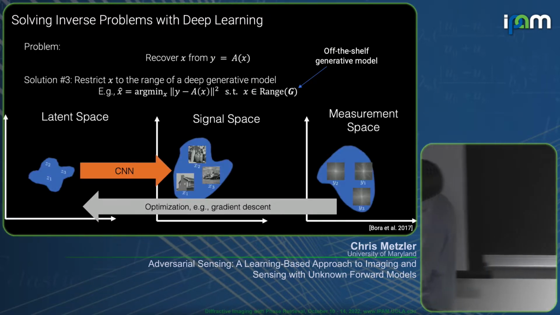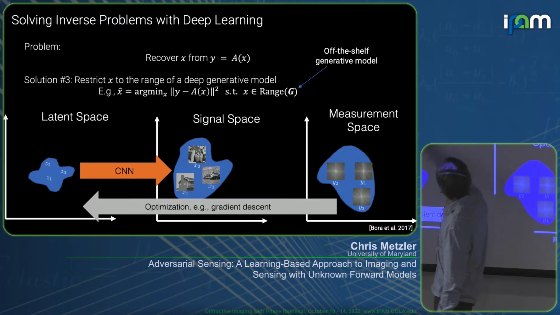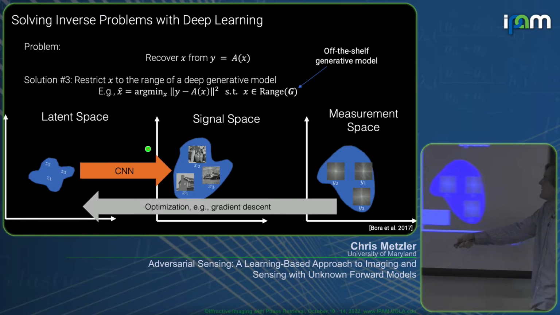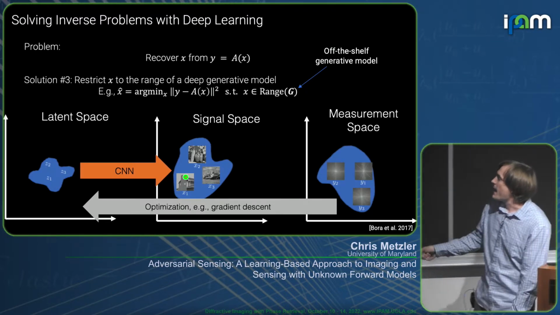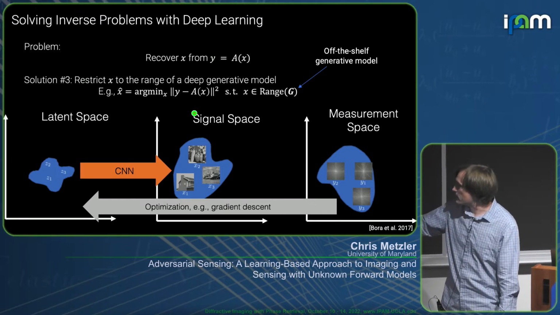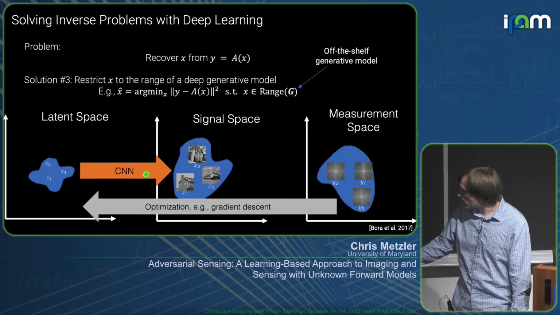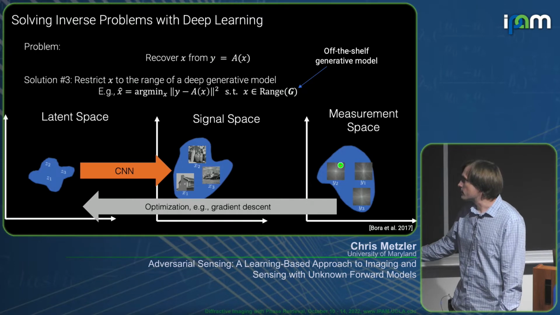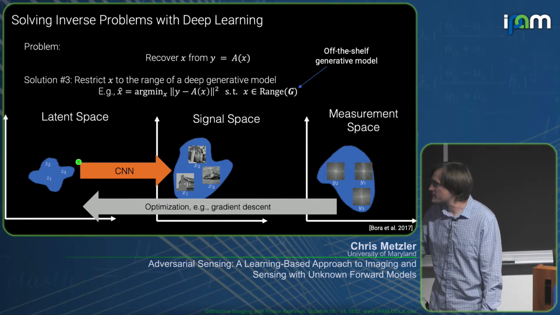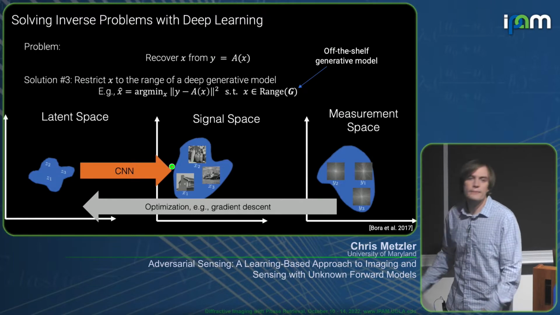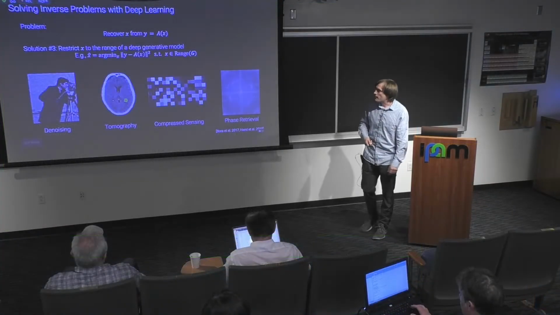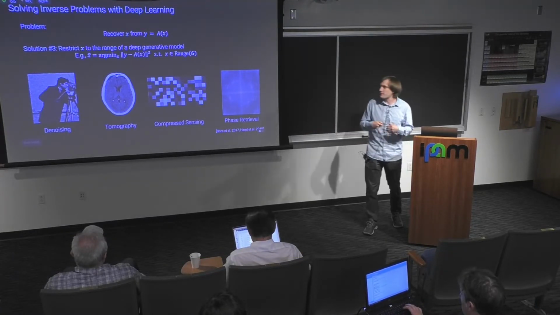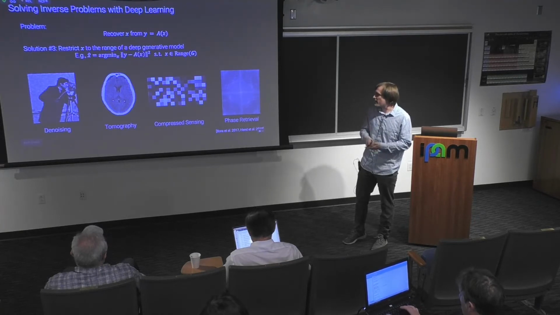And the image to have in your mind here is that we have some low-dimensional latent space. Our deep generative model, our CNN, maps us to a set of signals, and we can use this data fidelity term to map an observation here to a measurement here, compute the least squares, and backpropagate all the way into the latent space, and so maneuver within the range of the deep generative model. This was first proposed by Bora et al. and Alex Dimakis' group, and it's since been applied to a range of problems, including denoising, tomography, compressive sensing, and phase retrieval.